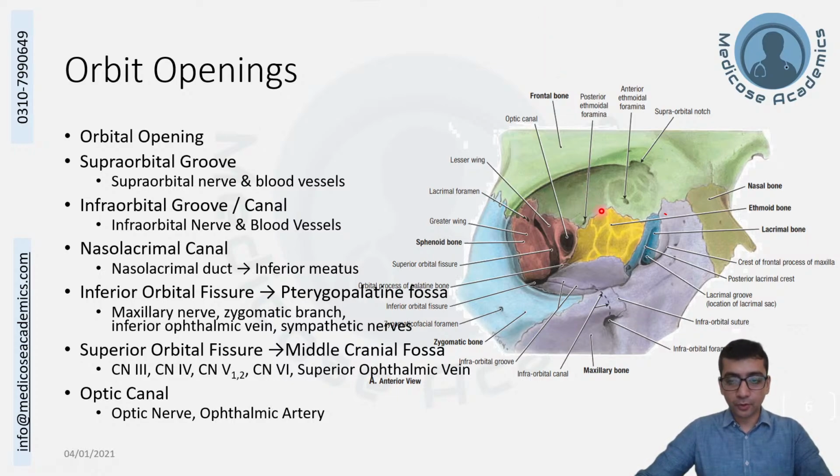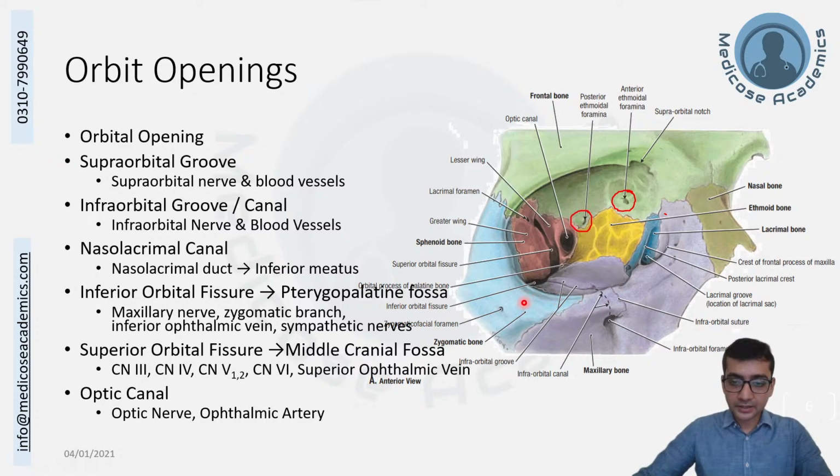Then there are 3 or 4 more foramina that can be seen here. The foramina that are present at the junction of the medial wall and the roof are the anterior ethmoidal foramina and posterior ethmoidal foramina. They are usually present at the junction of the ethmoid bone and the frontal bone, and they contain the structures of the same name. The anterior ethmoidal foramen will contain the artery, vein, and nerve: the anterior ethmoidal artery, the anterior ethmoidal vein, and the anterior ethmoidal nerve. And the same will be true for the posterior ethmoidal artery, vein, and nerve.